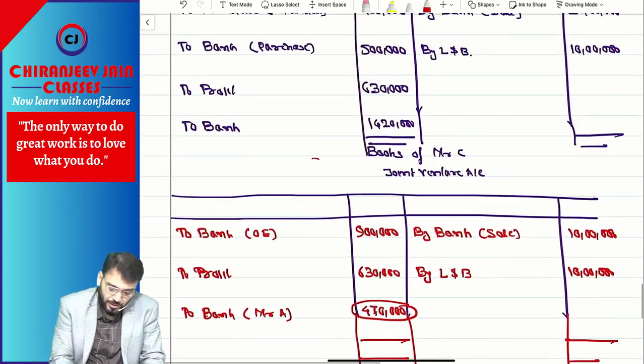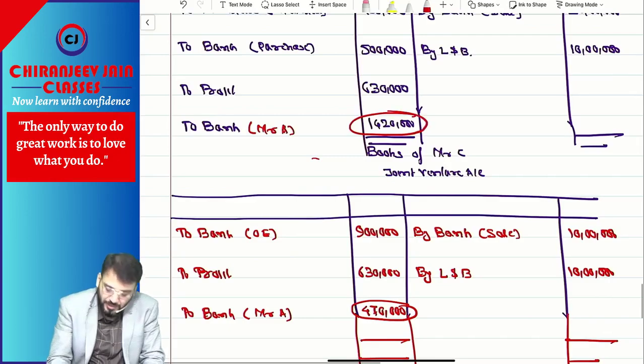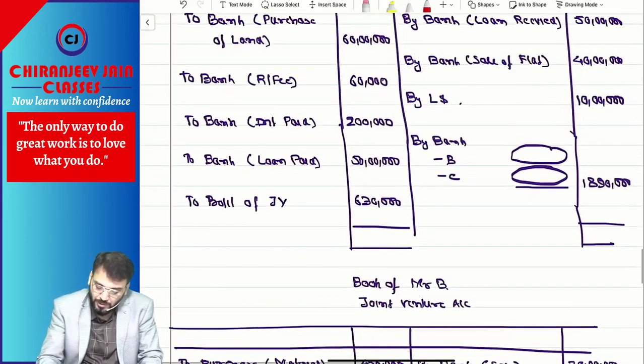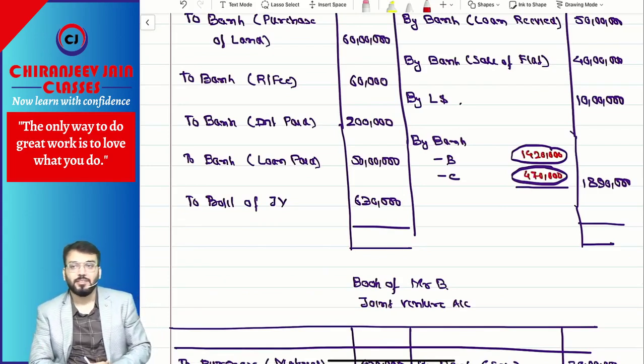And this is to Mr. A only. This is the balancing figure, huh? And right here the total will match, 14 lakh 20,000 and 4 lakh. And if the total matches, we are doing it correctly. Understood.